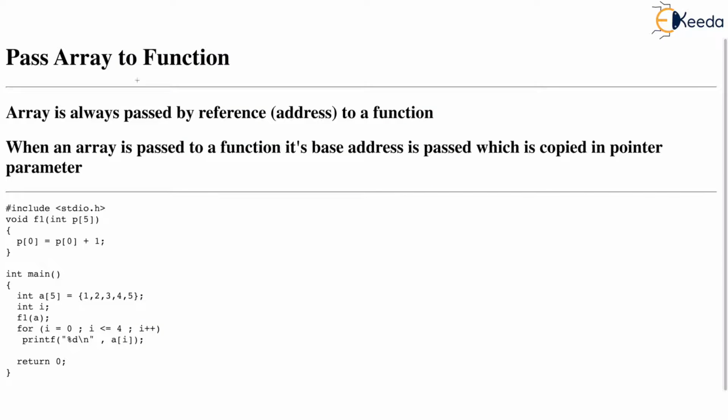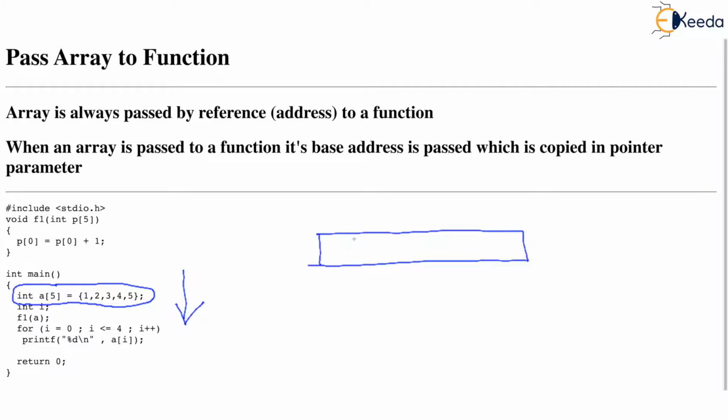Now check that in this particular slide, I have written one program in which main is declaring an array of 5 elements, and also we are initializing the values of the elements to 1, 2, 3, 4, 5. So we can imagine that in the memory there is an array which sequentially stores these values 1, 2, 3, 4, 5.